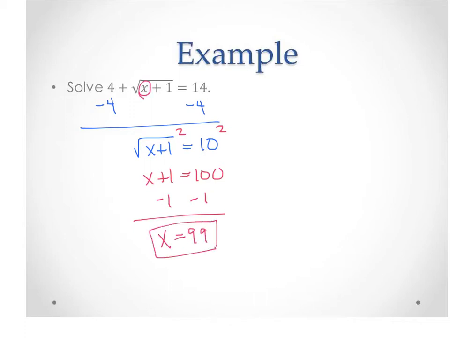By the way, you can check these. Just put 99 back in for x. 99 plus 1 is 100. The square root of 100 is 10. 10 plus 4 is 14. It checks.